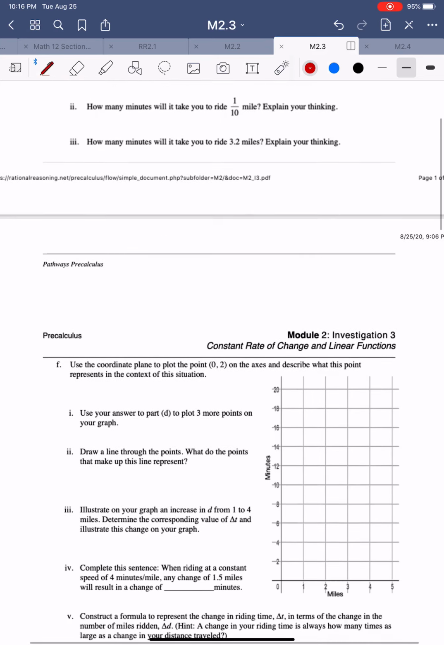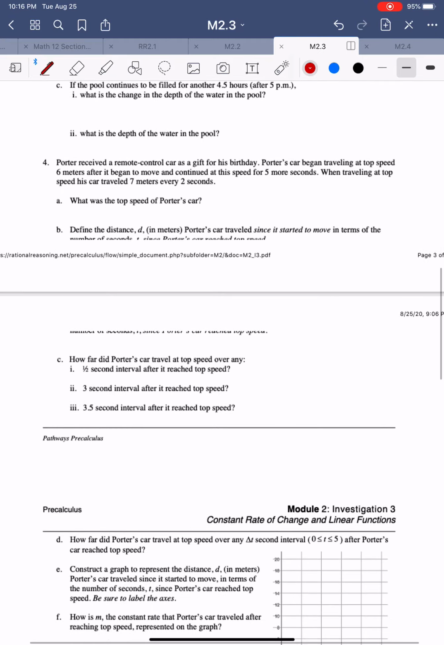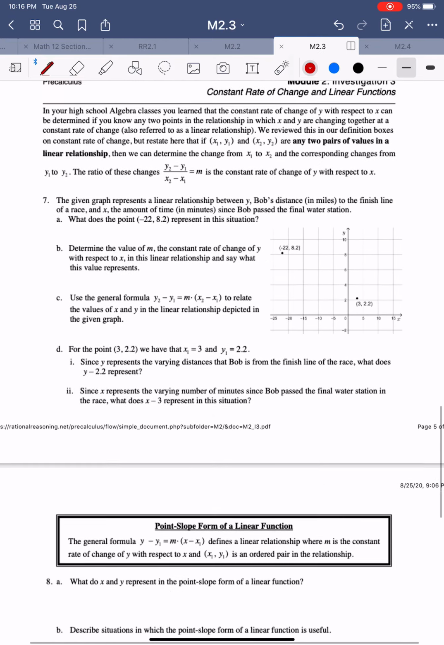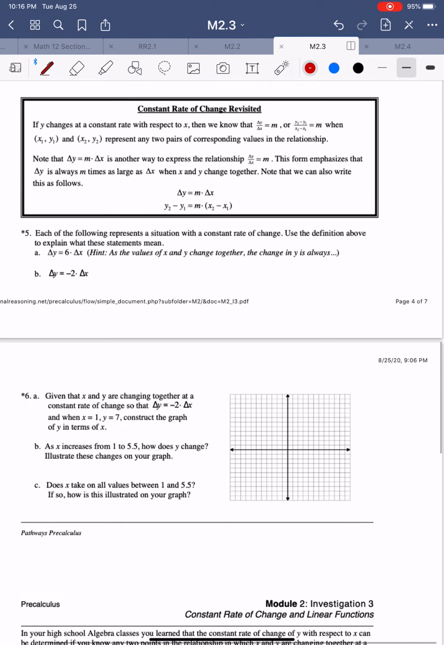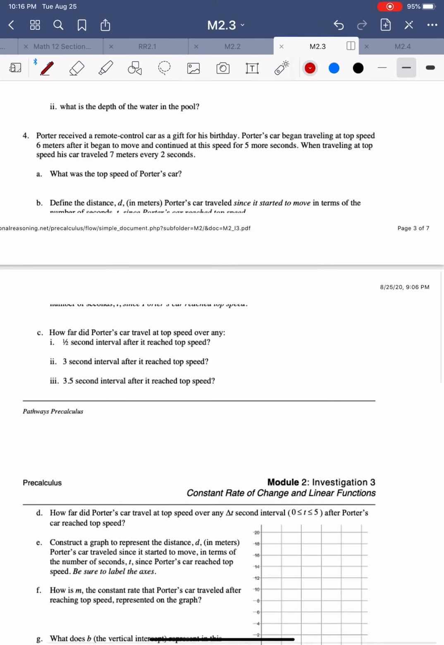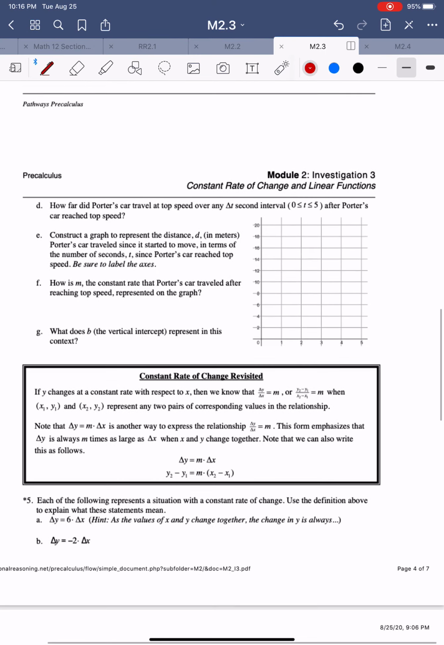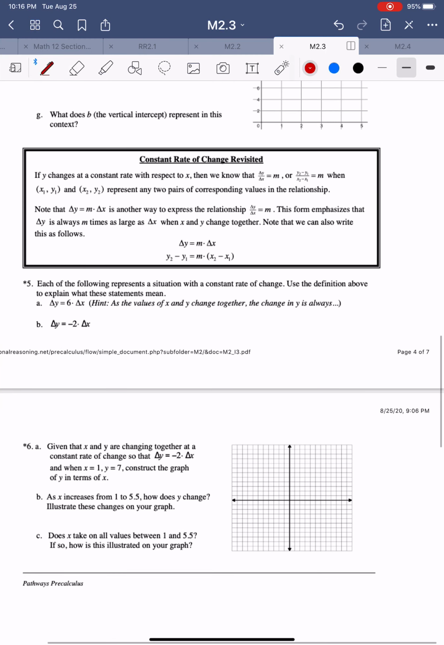Okay, so let's start this problem. I will do number 5, number 6, and number 8 and 9. So in number 5, let me see, where's number 5? Okay, number 5 here.